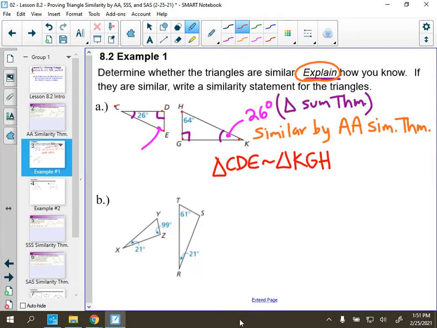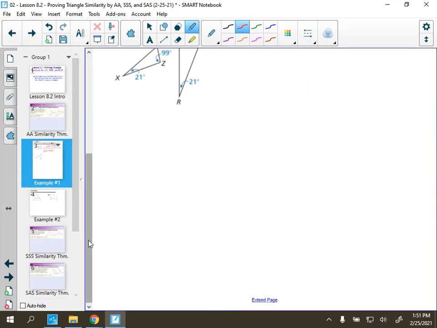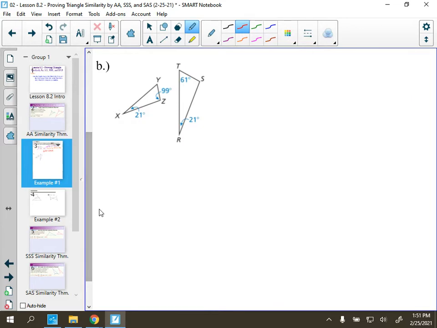Maybe you can even guess what's going on here. It's the same exact kind of process. I see two triangles, clearly not congruent. Are they similar? I don't know. I see a 21 and a 21. That's like given. That's like the old school given information. Let's look over here. It's the exact same type of setup where clearly 99 and 61 aren't the same.